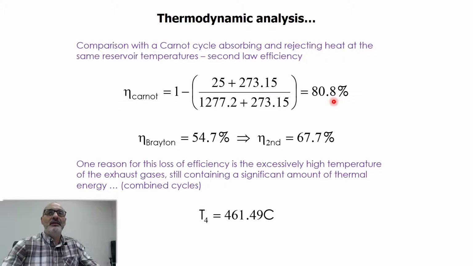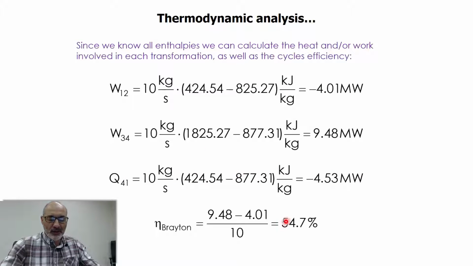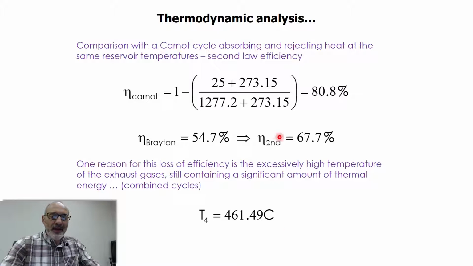We obtain 80%. So this is an important definition that I'm presenting to you for the first time. The thermodynamic efficiency, or first law efficiency, is 54%, as we calculated here. But the maximum attainable efficiency is 80%. So when we divide these two numbers, 54 by 80, we obtain what we call a second law efficiency, or exergetic efficiency, of 67.7%.